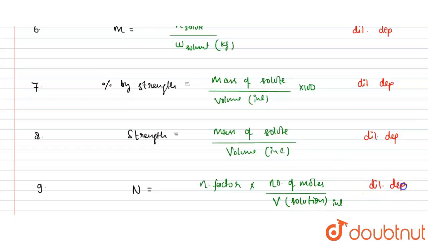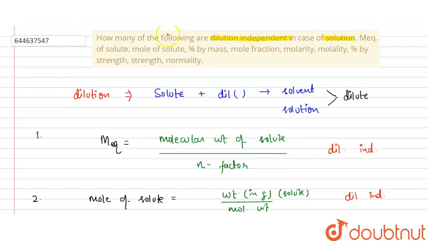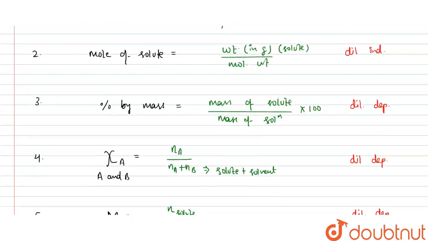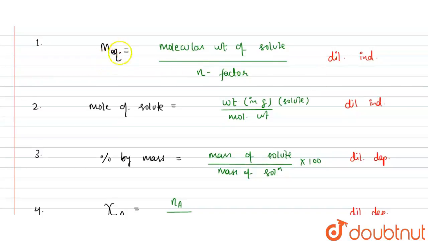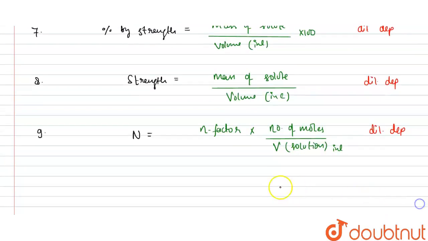So the question says how many of the following are dilution independent. Only two are dilution independent. First is equivalent weight, and second is moles of solute. So only two quantities. The final answer is 2.